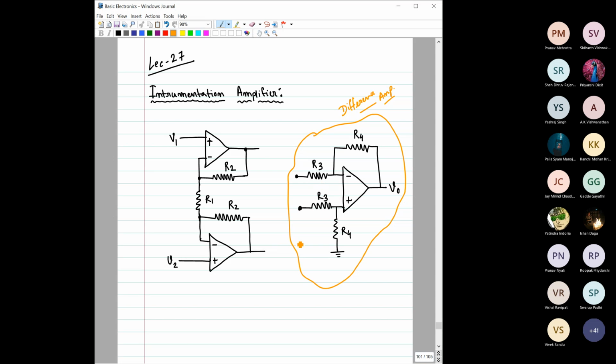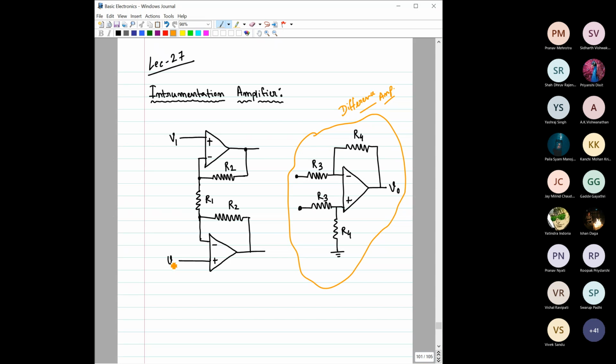Now let us see what other changes we have made on this side. Here the input voltage we are now applying to this op-amp. What type of amplifier is this? If you look at this part, here this V1 is being applied to the non-inverting terminal.